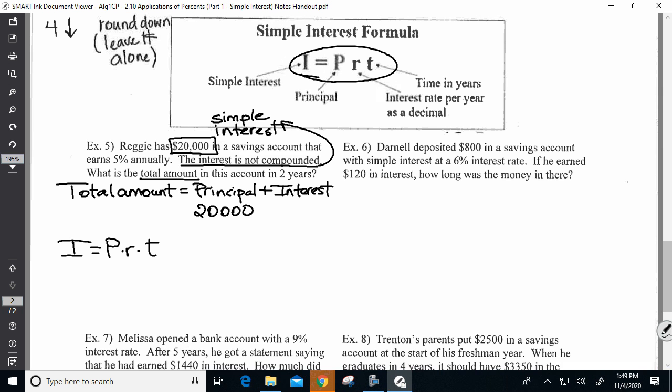P is the amount we started with, 20,000. R is the interest rate, 0.05. And T is your time, 2 years. So we set it up to plug in just like we did on Monday. 20,000 times 0.05 times 2 is $2,000.